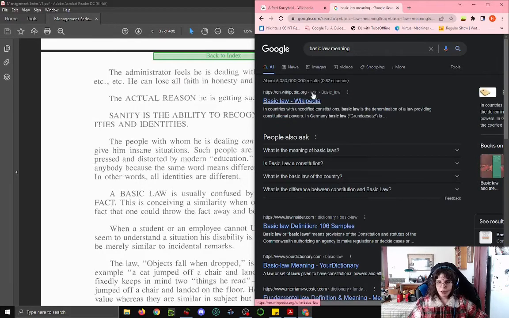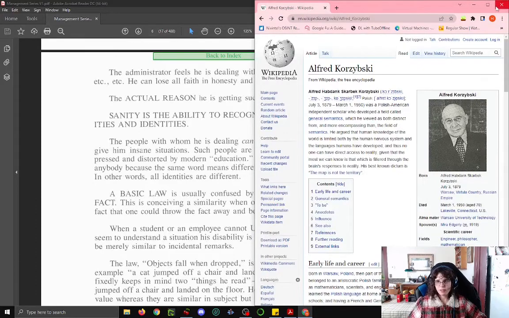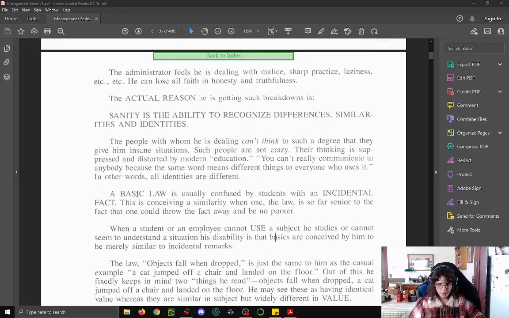In countries with uncodified constitutions, basic law is the denomination of a law providing constitutional powers. That doesn't help me. In Germany, basic law is the name given to the codified constitution. Okay, so in some cases it's the Constitution. I guess in this case he's referring to basic laws of nature and physics.